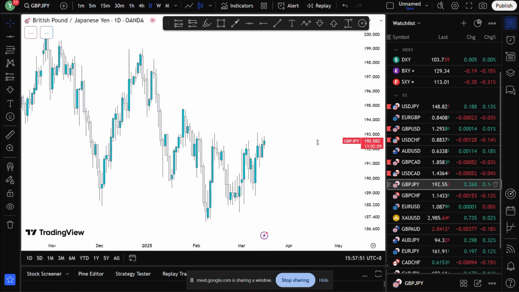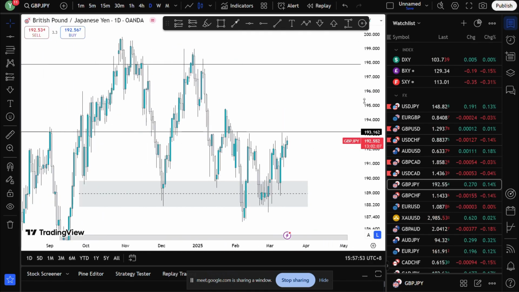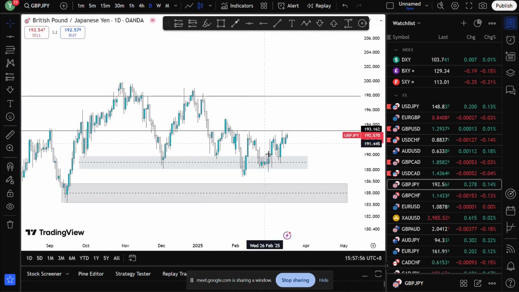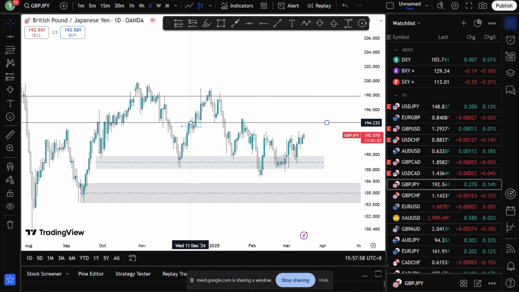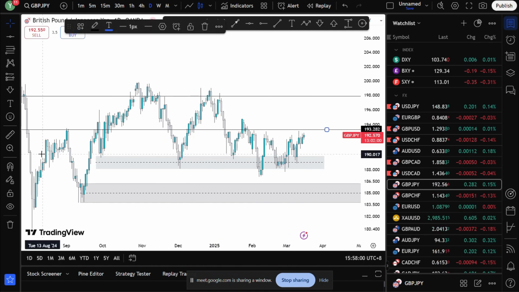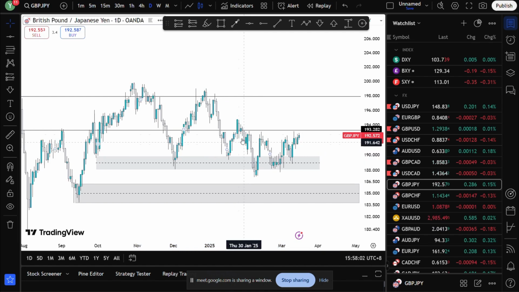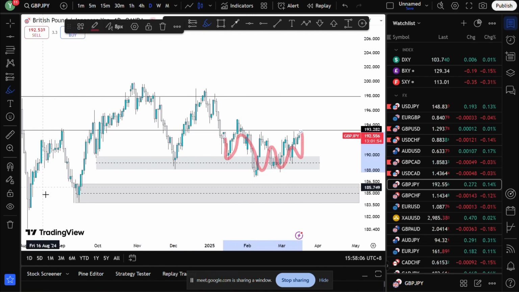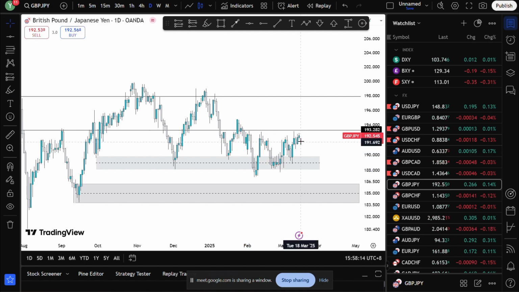Okay, and then GBP JPY. Nothing much here. It's still ranging. Here is the S&R zone, and here is the support zone. You can see the price has been reacting to this level up and down, up and down, up and down. There is no clear market structure, no clear price movement over here, so we will not enter a trade until we see a clear movement.